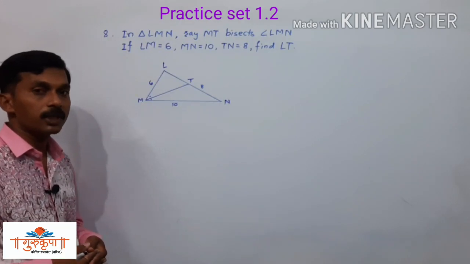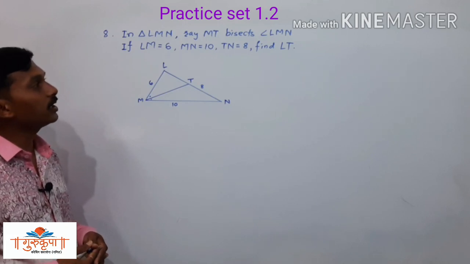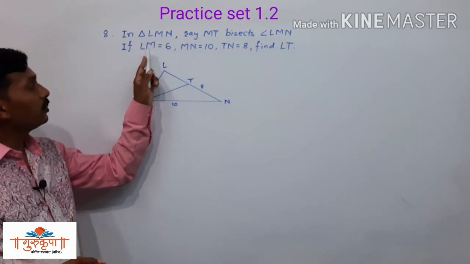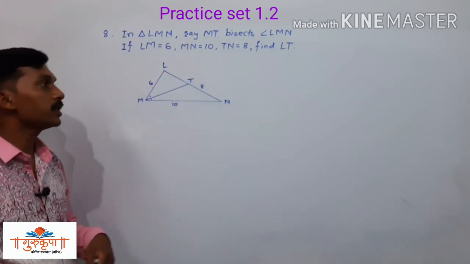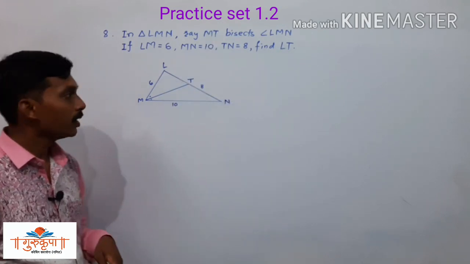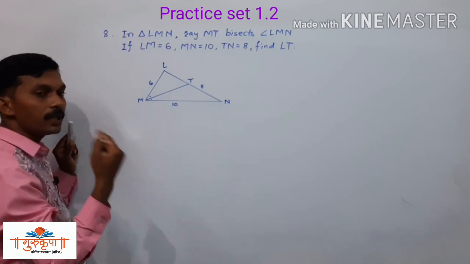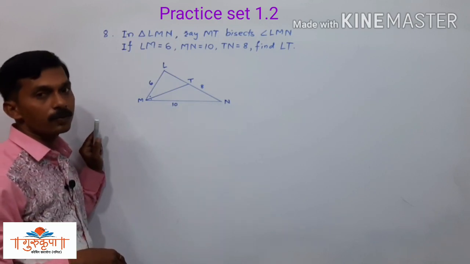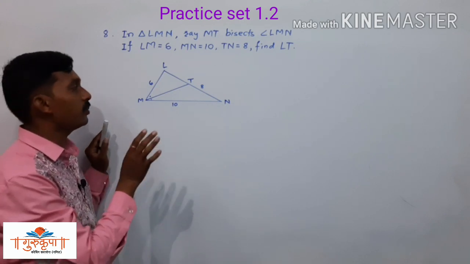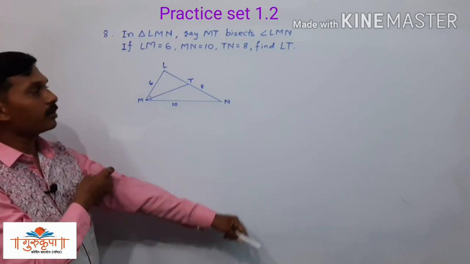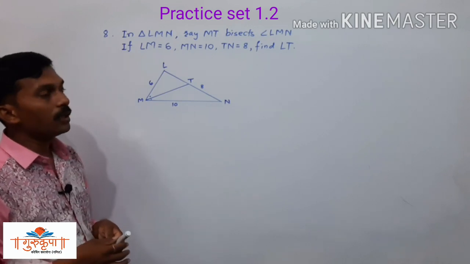Question number 8 from practice set 1.2. In triangle LMN, ray MT bisects angle LMN. If LM is equal to 6 units, MN is equal to 10 units, TN is equal to 8 units, then find LT. Since the given information is MT bisects angle LMN, we definitely have to use angle bisector property. We do not have any other way to solve this example.